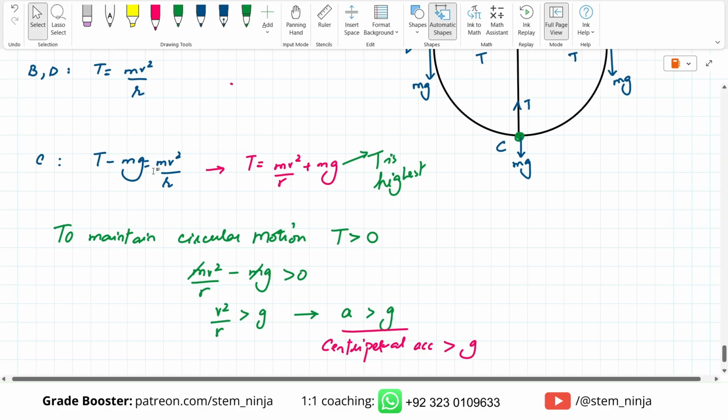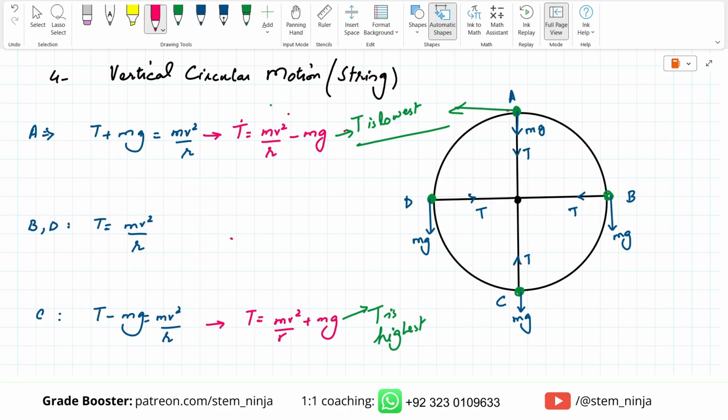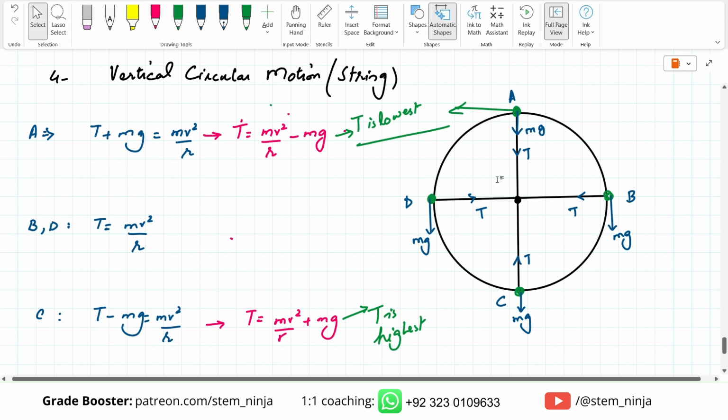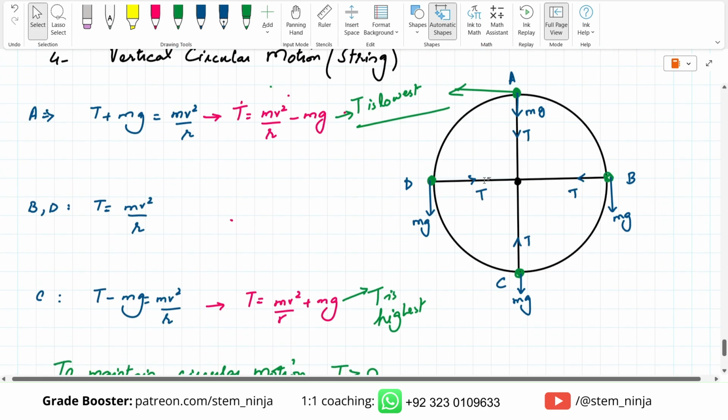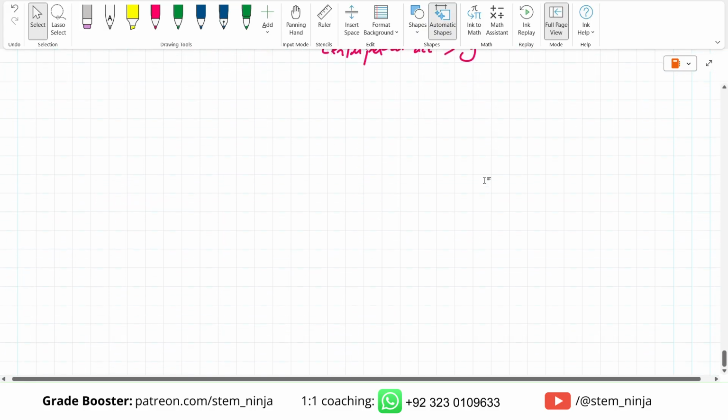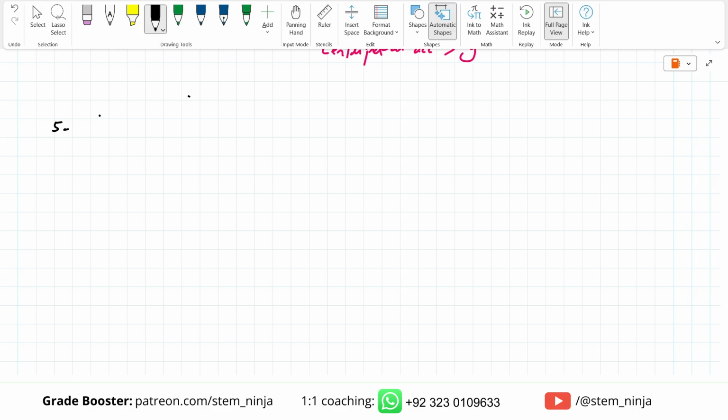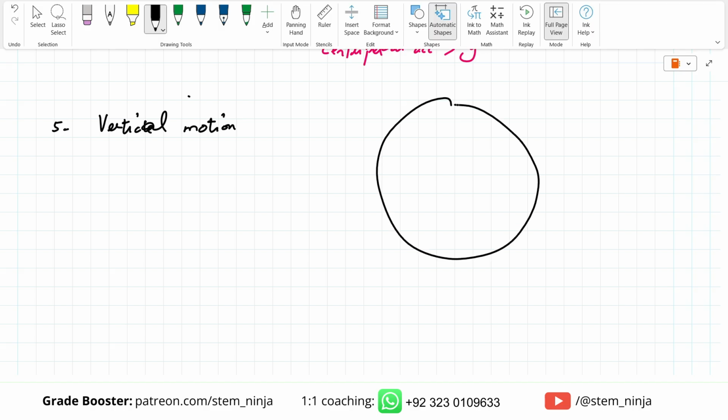Now, a similar case of vertical motion where it's sort of like an object moving in a circular path, sort of like a car, but instead of a tension, it's a normal contact force. So the picture will remain the same, but it's just a few minor changes that would change. So this was the fourth one, vertical motion, but sort of like with a car or a toy.